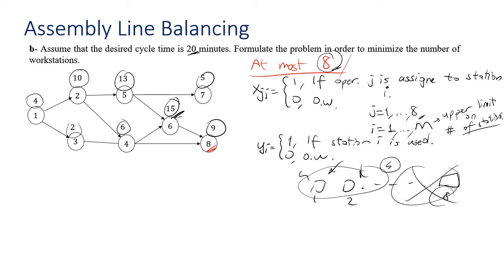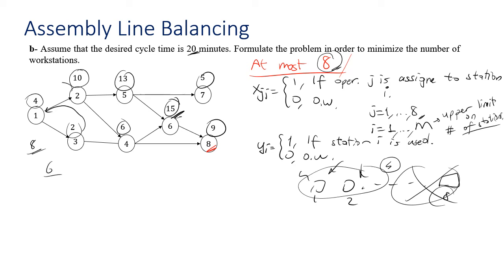And since it is 15, it is less than or equal to 20. And we are using 8 workstations. But the thing is, if instead of having this allocation, I allocate 1 and 3 to the same workstation, the total time will be 6 units.